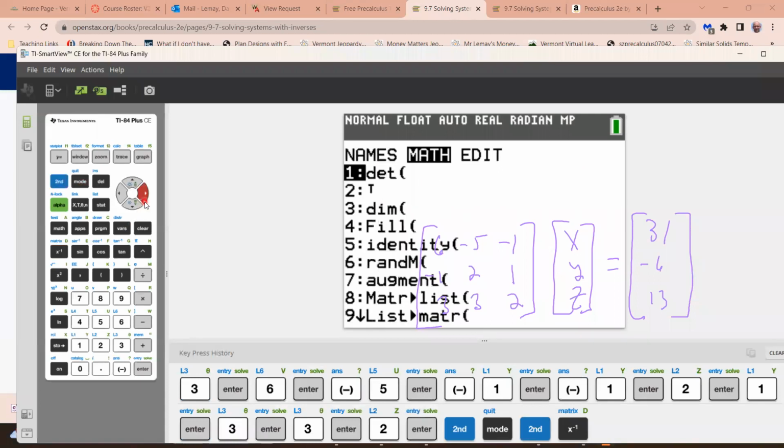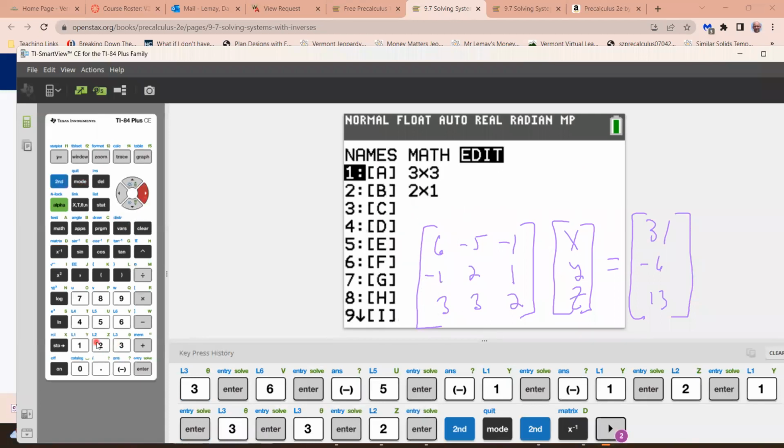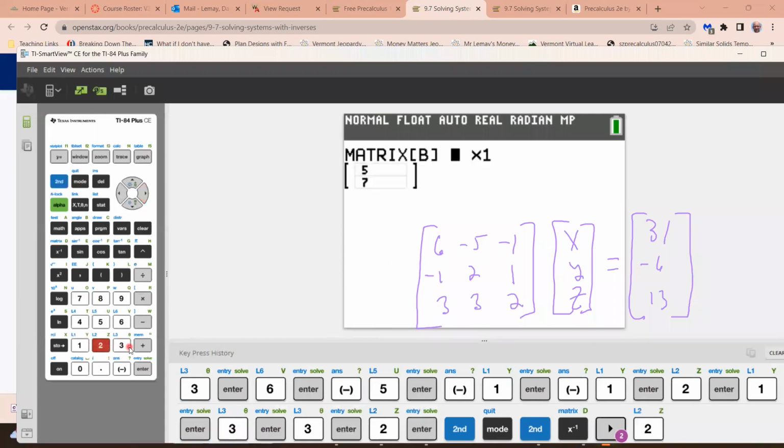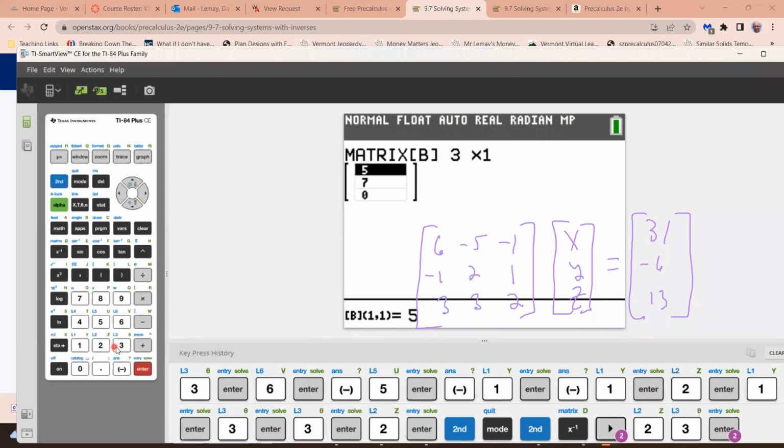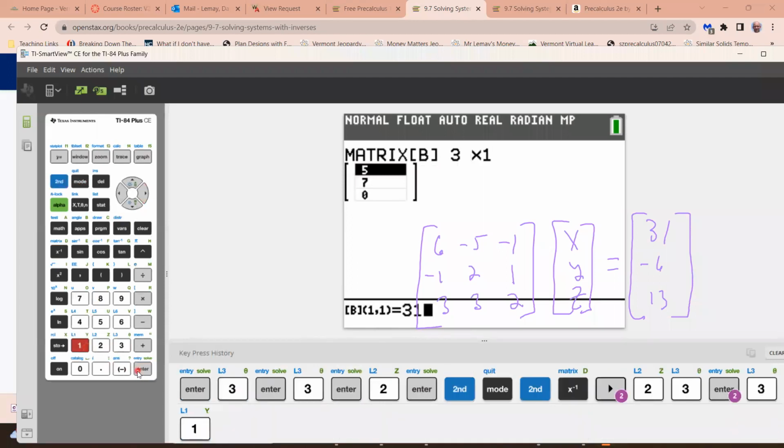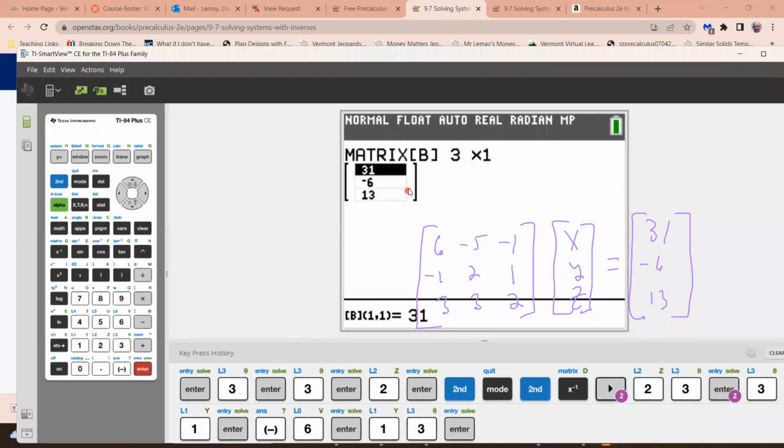matrix, edit, make sure we're going to do number 2. You can either come down or type 2. Okay, and this is a 3x1 now, 3 rows, 1 column. Do the 31, -6, then 13, or 31, 6. Okay, so I'll quit this.